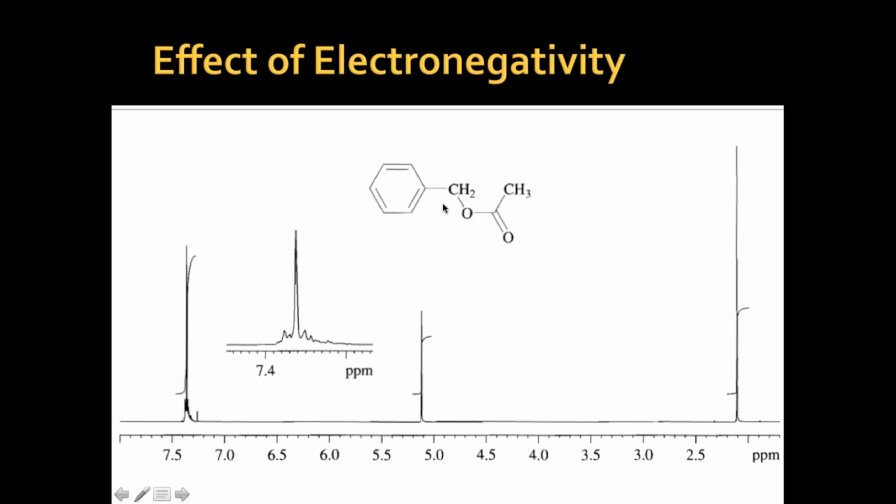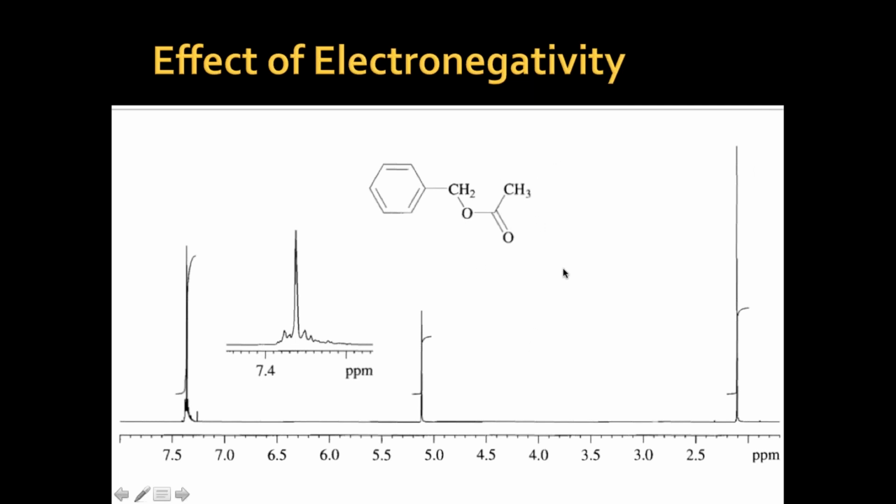Because the ester group withdraws the electron from the CH2, it makes it more deshielded. What that means? It's more under the magnetic field of the instrument, means it is more downfield, more aligned towards the magnetic field of the instrument.